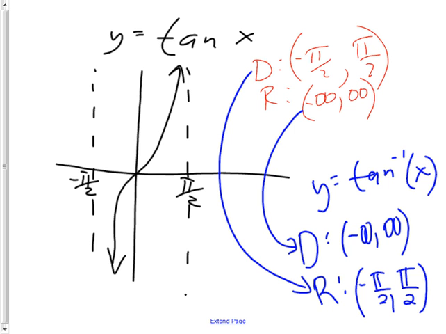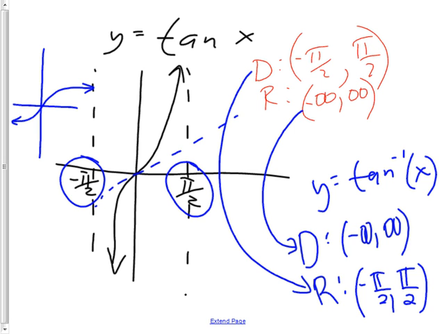Question? Yes. So now what I have to do is flip it over this line y equals x. The tangent starts looking weird. If I flip that, it goes like this. And do you get that whatever was on the x-axis becomes the y-axis?